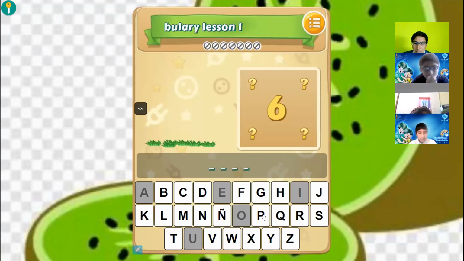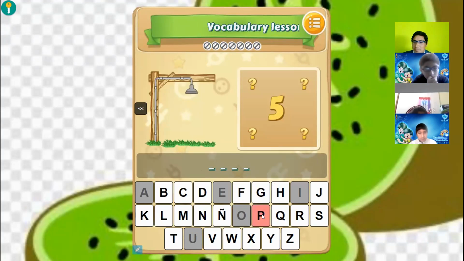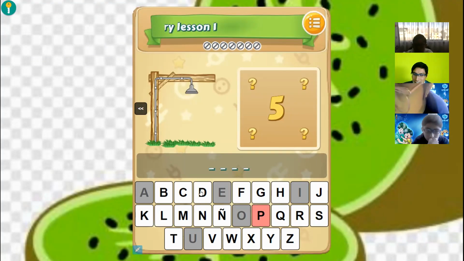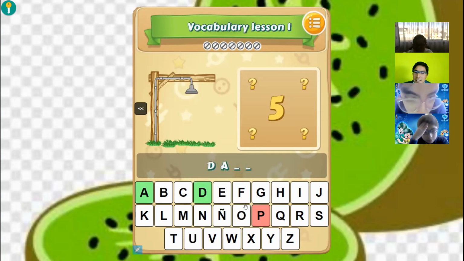Teacher, is it planet? P? No, it's not planet. Tell me another vocabulary word. It's in your book, the words. Dark. Yeah, light. Very good. Light. Dark.